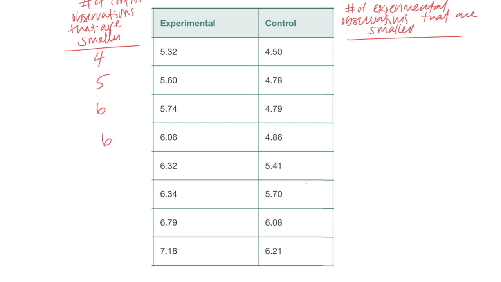And then 6.32, that's bigger than all 8 of them. So I can put 8 here, and I'm going to be able to put it for all the remaining ones. Now we're going to do the same thing on the other side.